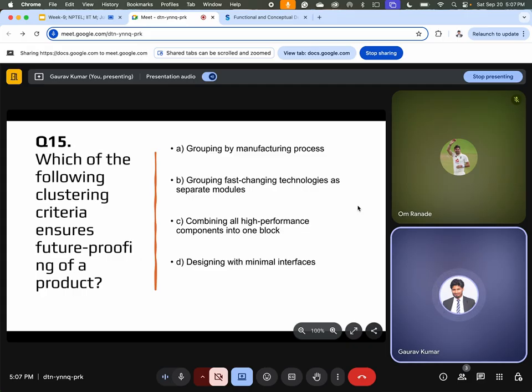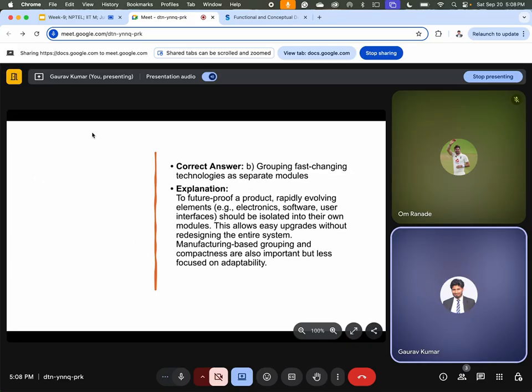Grouping by manufacturing process or minimizing interface may simplify production but does not directly support adaptability. Similarly, combining high performance components into one block might boost optimization but limit the flexibility for future change. Therefore, separating fast changing technology into independent modules is the most effective way to ensure the product remains relevant and adaptable in the evolving market. Okay, so B is the right answer.